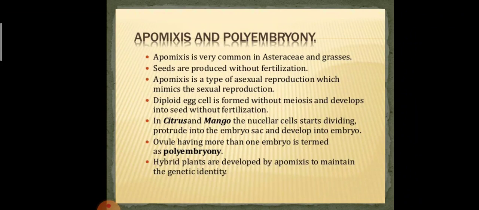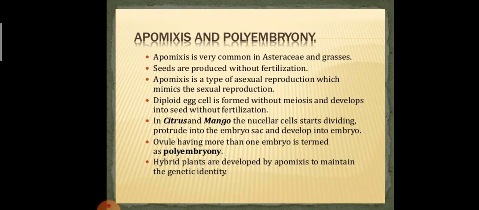Polyembryony was studied by Rao in 1965, where many embryos are produced. Many embryos are produced by simple polyembryony, where more than one egg cell is fertilized. So more than one egg cell is present and fertilization takes place. Citrus is the common example of simple polyembryony.